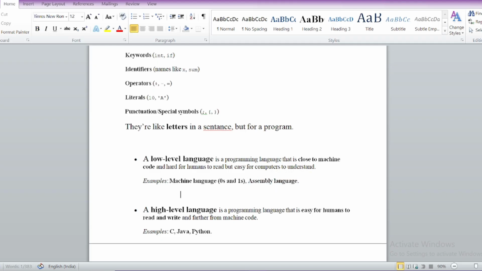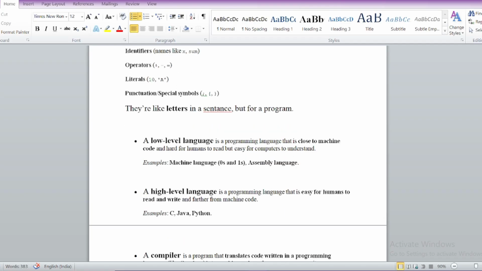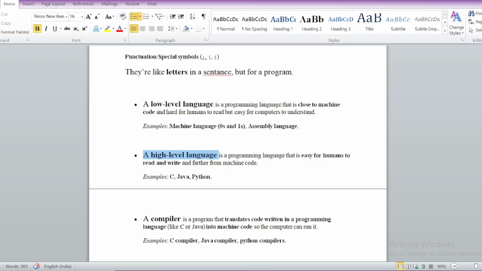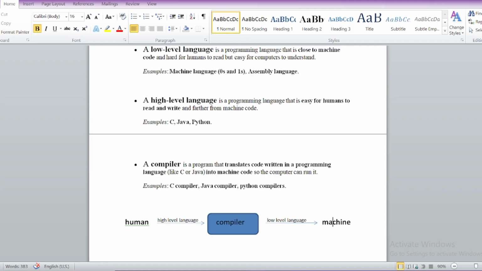Coming to modern technology, we use high level language, which is very easy for humans to read and write. High level languages include C, Java, Python, all the programming languages. And this high level language is not directly sent to the machine because the machine only understands zeros and ones. So in between the machine and the human there is a compiler. This compiler knows high level language.